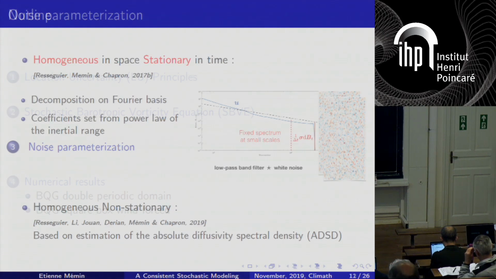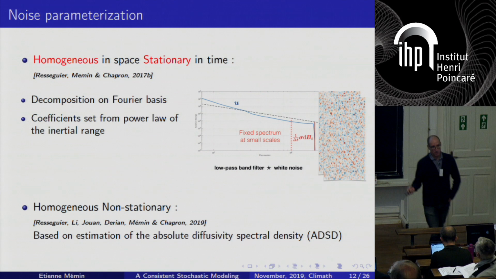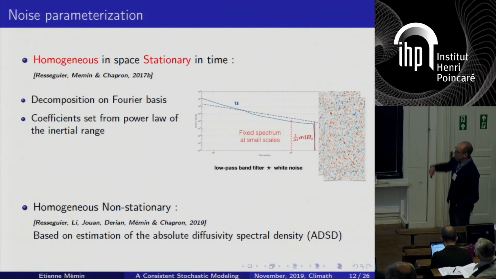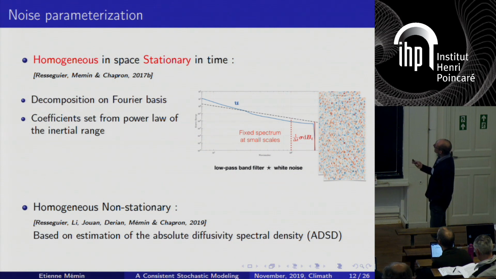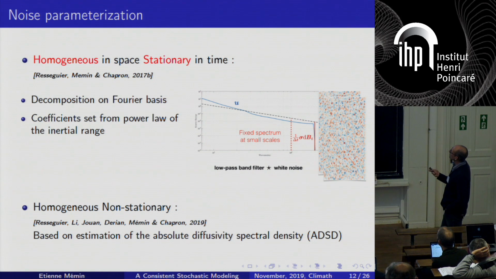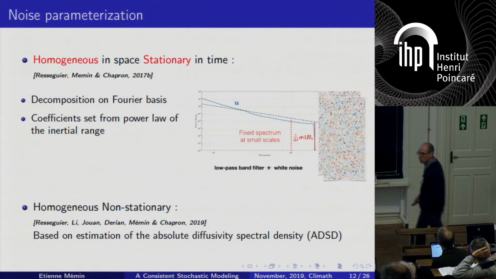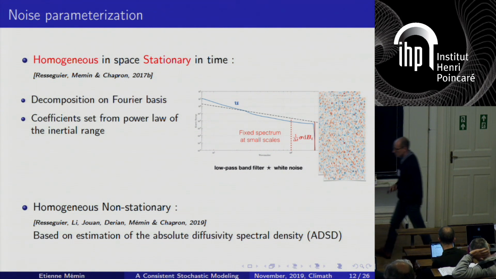So I will discuss now some very simple parameterizations of the noise, and we will compare their effects on two different cases. The first one is the most straightforward. It's a homogeneous and stationary in time noise. That's the most straightforward way to set up such a noise. You decompose it on the Fourier basis, and you set the coefficients of this Fourier basis with respect to the spectrum of energy. You set some range for this noise, and that's all. And then you get a homogeneous noise.